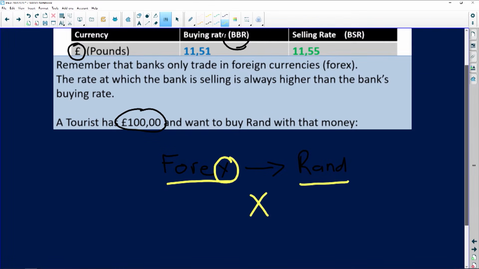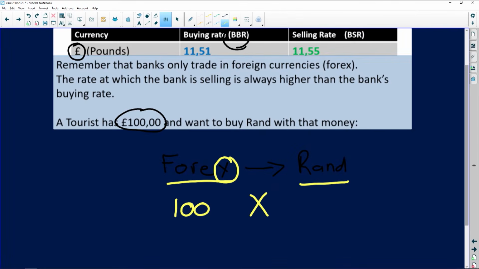The Forex that we have is £100, and we want to convert it to Rand. Now we have to make a decision. Are we going to use the selling rate of the bank, or the buying rate of the bank? Ask yourself the question, and this is the trick. No matter what you have with you, put yourself in the position of the bank, the cashier that's going to do this deal for you.